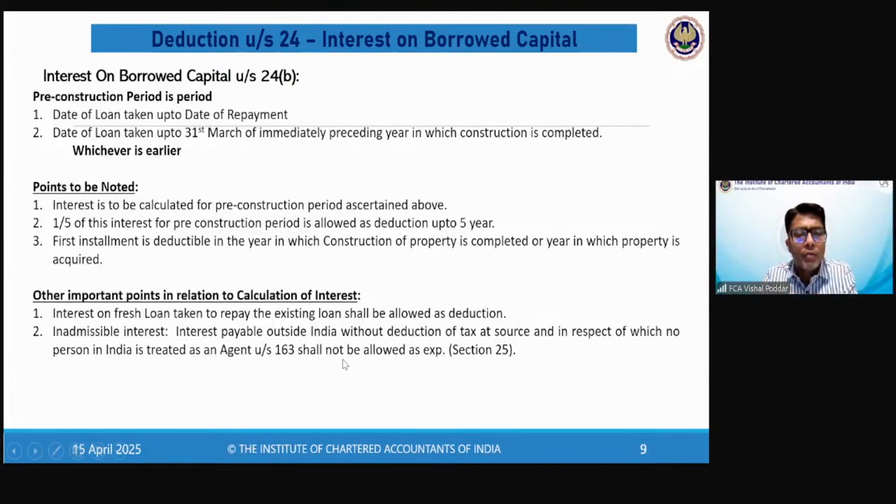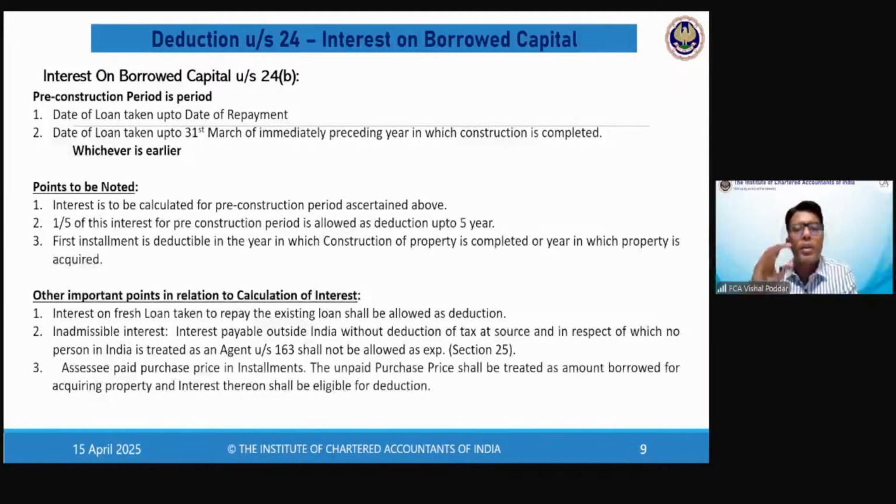Most important, if you are paying interest outside India, because you took the loan from outside India, while paying such interest, you should deduct TDS. If you have not deducted TDS, you will not get deduction. So wherever you are making payment of interest outside India, there is a condition: deduct TDS, then only you get the deduction. Third point is, you have purchased the house where you have agreed with the builder only that you will make payment in installments.